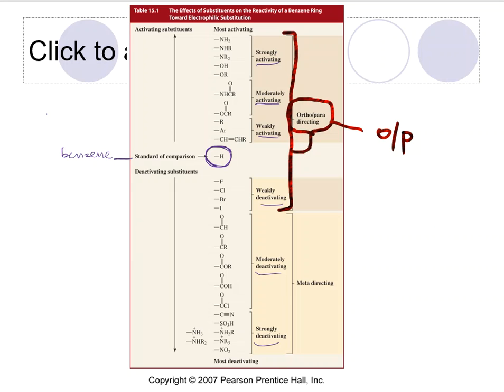What? Okay. He's losing me now. What does he mean by that? Okay, well, here's the thing. If I have a benzene ring, there we go.